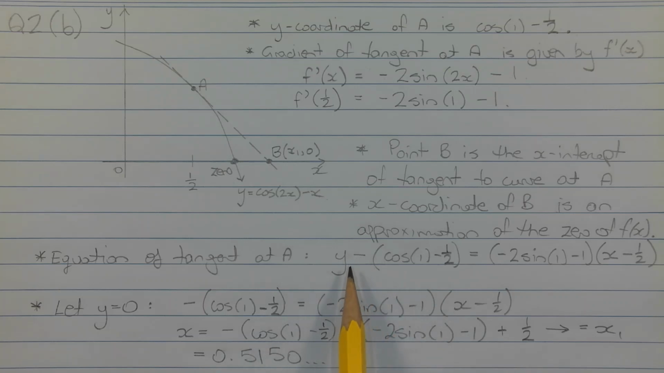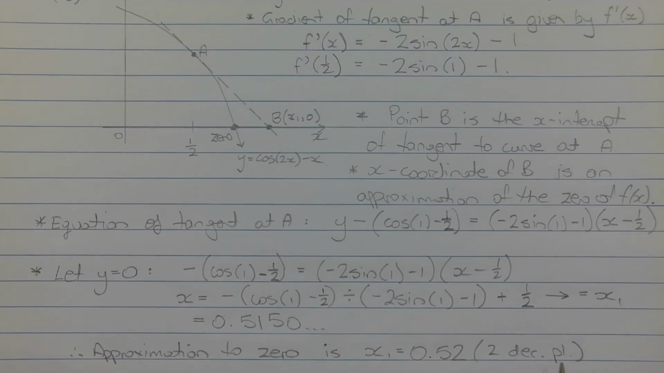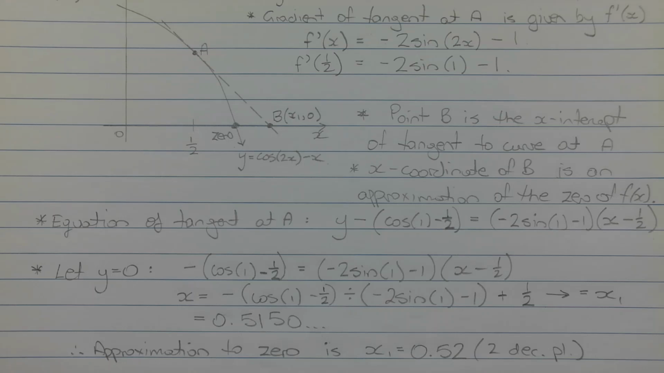So in this case, that's going to be y minus (cos 1 minus 1 over 2) equals (negative 2 times sine 1 minus 1) times (x minus 1 over 2). Now we need to solve this equation for x given y is equal to 0. And that'll give us the x-coordinate of point B, which is the approximation of the 0 that we're looking for.